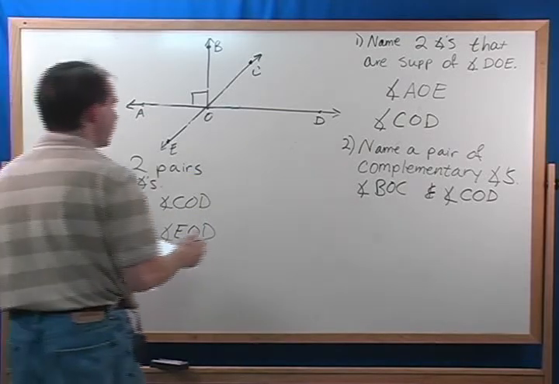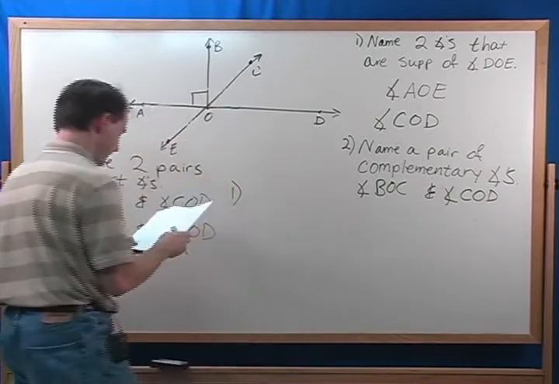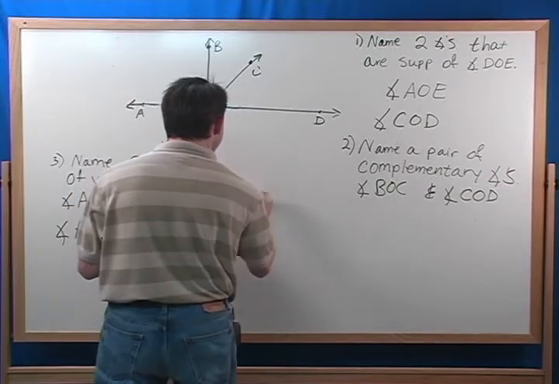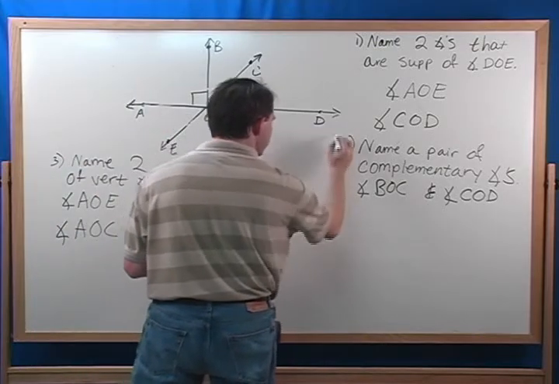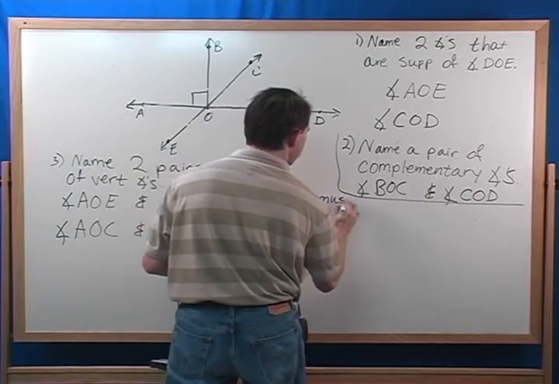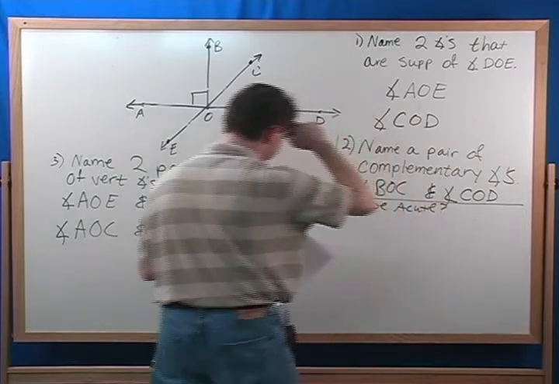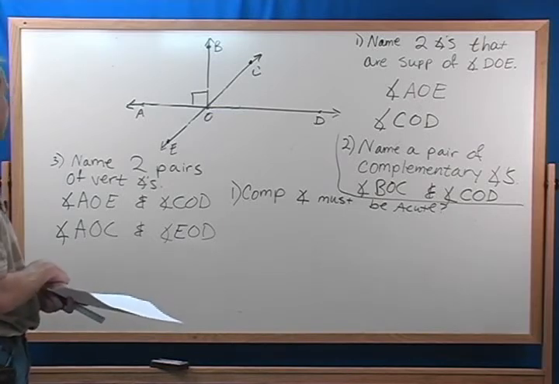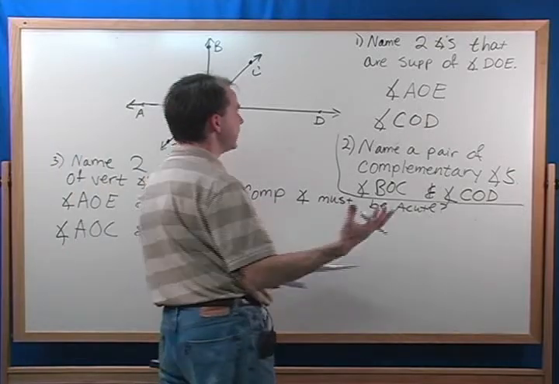Okay. Now the final thing we're going to do is ask a couple of true-false questions. Must a complementary angle be acute? That's a true or false statement, okay? And don't forget what complementary means. Complementary means the two angles add up to 90 degrees.